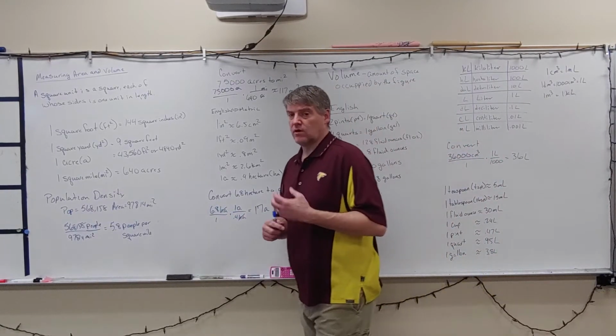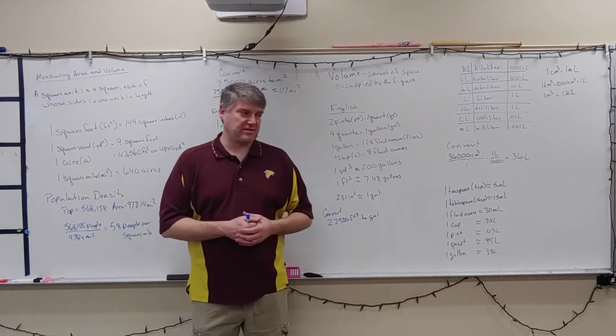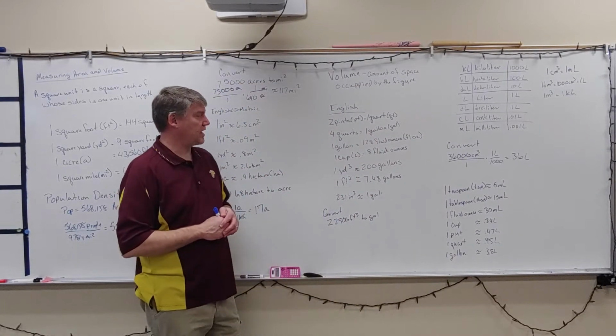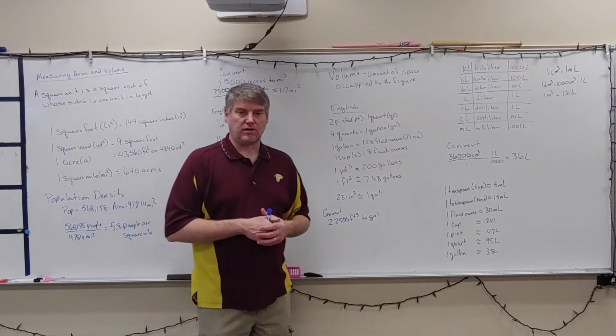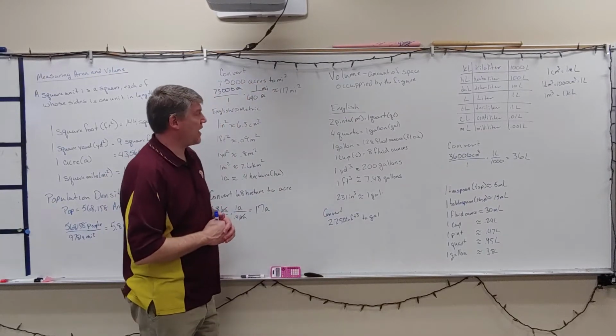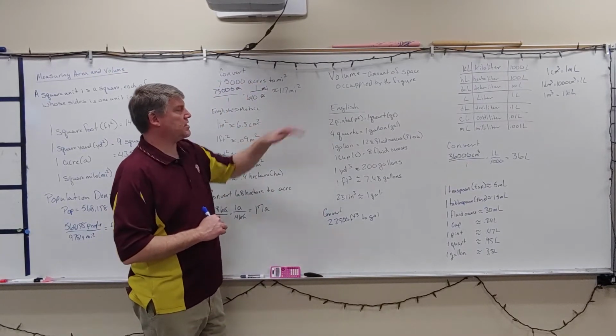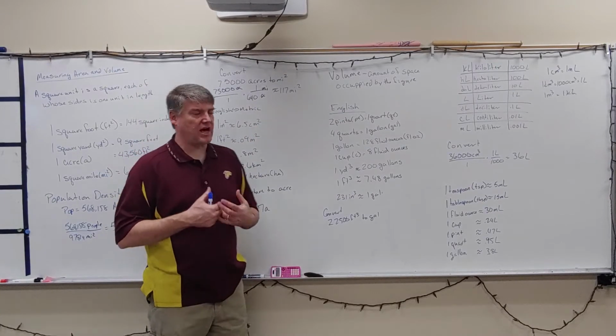Okay, so that's area. This is area that we're looking at, like land. Now, volume is the amount of space occupied by a figure.